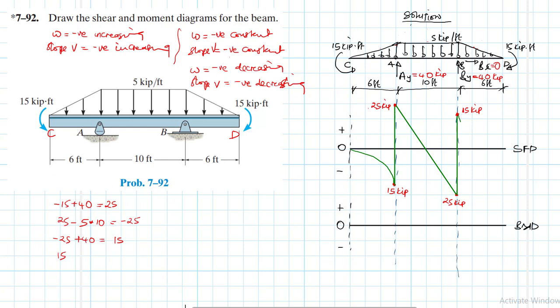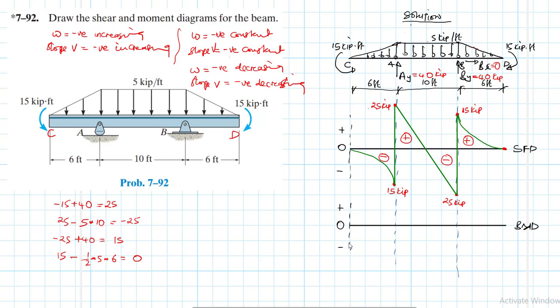So we have a 15 minus one half times 5 times 6. So this is up to 0. So this will go up to 0 and close up like so. Right, so that point is 0. So I think this is about it. We have negative, we have positive, we have negative, and we have positive.